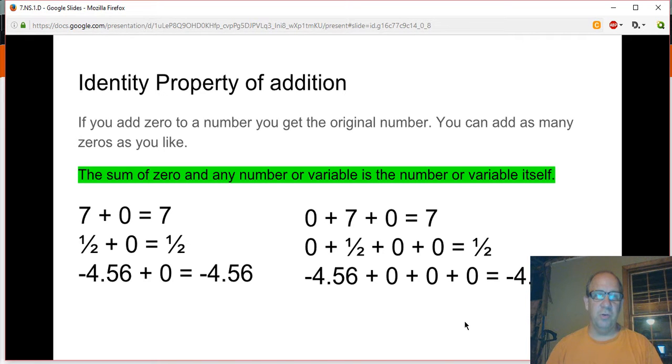And you can add a bunch of zeros. So negative 7 plus 0 plus 0 plus 0 plus 0 equals negative 7. 0 plus 1/2 plus 0 plus 0 is 1/2. Negative 4.56 plus 0 plus 0 plus 0 is negative 4.56. You get the idea. 0 doesn't change things. But if you ever played with the counters, you get the idea of why we might add zeros. But that's a whole different video.